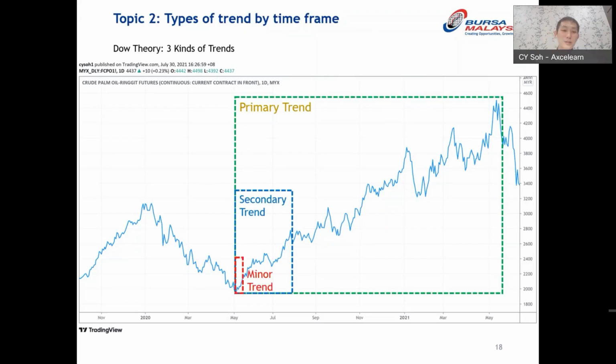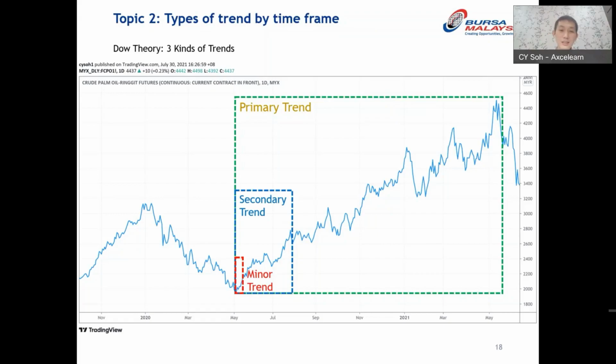And lastly, which is your minor trend. A minor trend is day-to-day price changes and fluctuations. So it actually consists of a very, very small day fluctuation. Here you can see a combination of minor trends will become a secondary trend, and the combination of secondary trends will become a big primary trend.